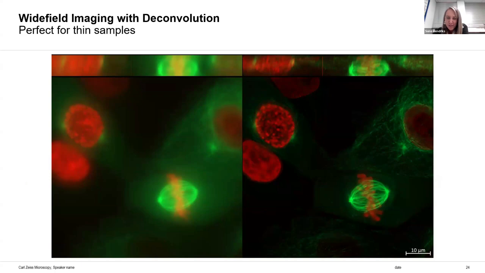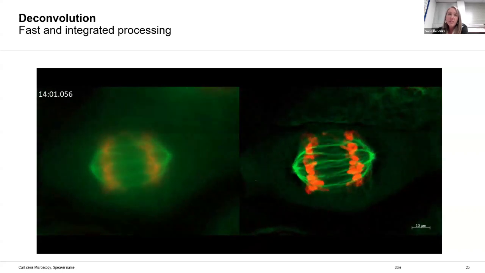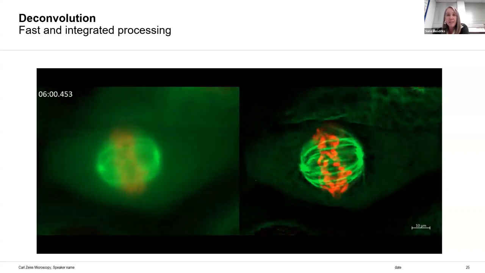What is deconvolution? It's a way to improve your image by processing it with software after you've acquired it. And in fact, it's a technique that's been well established for a very long time. Deconvolution can help you to resolve your image better, and it works best when you have loads of light collected, as in this case of the wide field image. So, as you can see here, deconvolution can help you to resolve microtubule structures better.